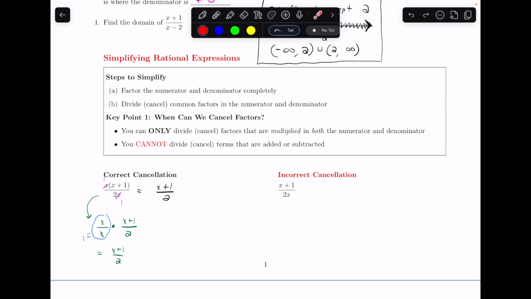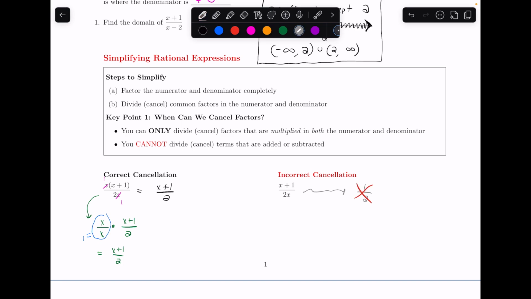So, okay. So what's an incorrect cancellation? It's really tempting when you look at this one to be like, there's an x on the top, an x on the bottom. Can I just cancel them? So I'm going to do that, and I'm going to do it wrong in 2 ways. First, if I just kind of cancel these, it seems like what I'm left with on the top is a 1, and on the bottom would be a 2. But it turns out that's not right.